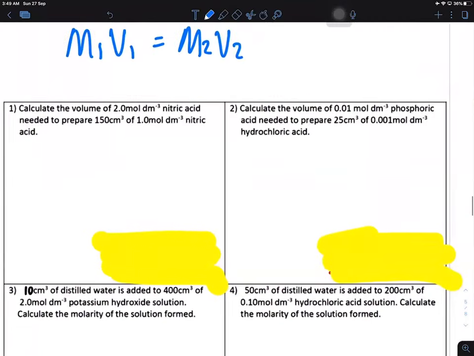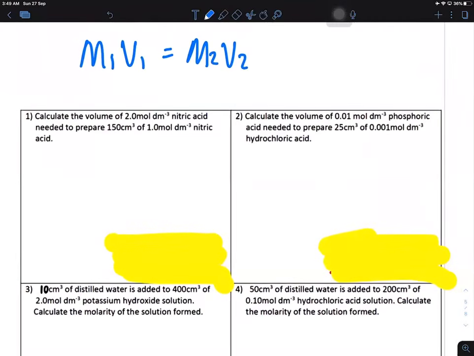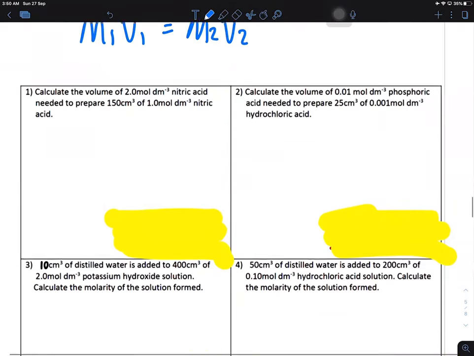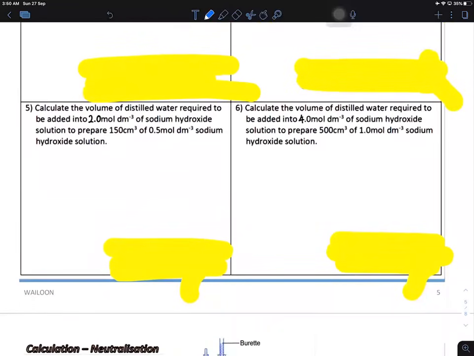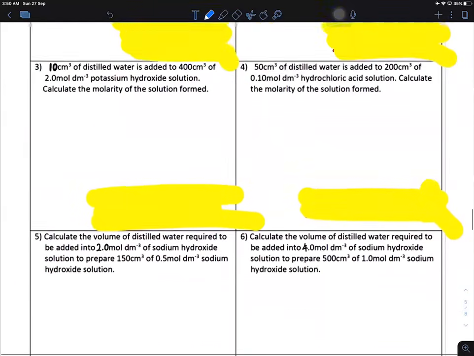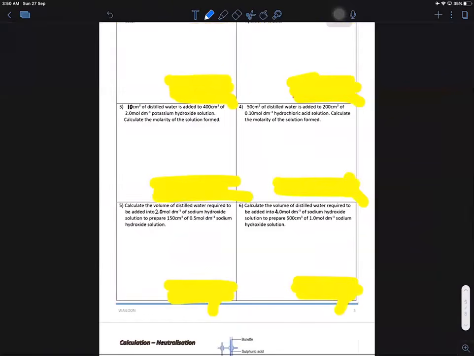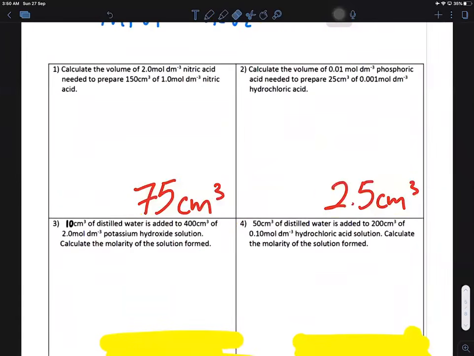Okay, pause and try the question. Now I let you all pause. Pause 2 seconds for the first 2 questions. Pause. 1, 2. 3 and 4. Pause. 5 and 6, pause. 1, 2. Finish everything already? Now only you check the answer. These are the answers.